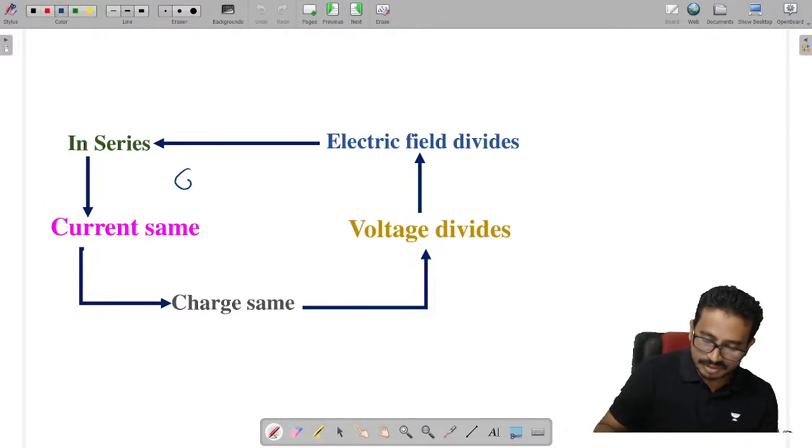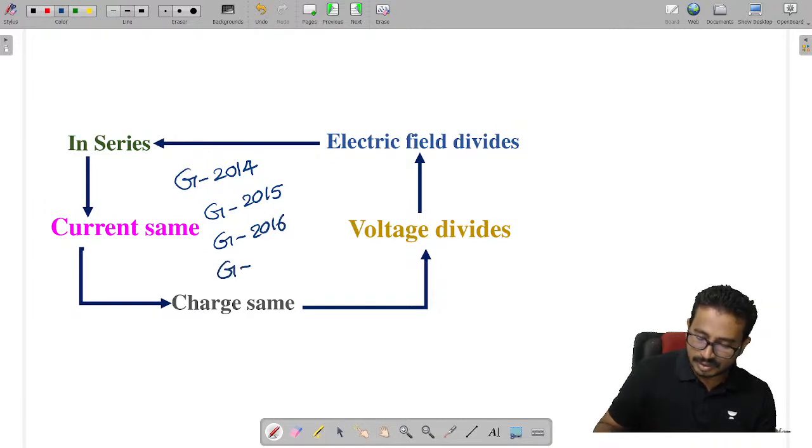Based upon this also they have given problems very frequently, from 2014 onwards. It came in 14, it came in 15, it came in 16 based upon this, and it came in 19 also based upon this. Very frequent problems.